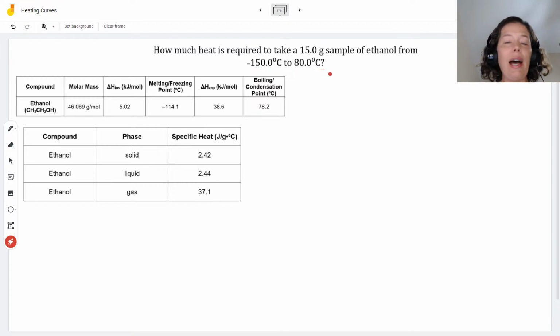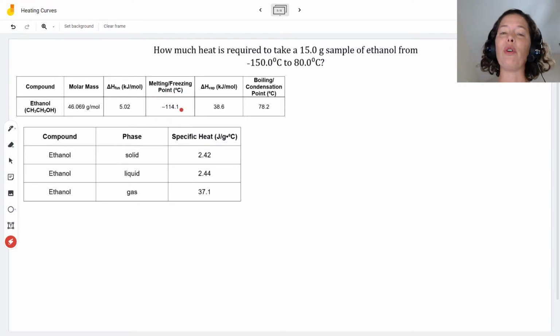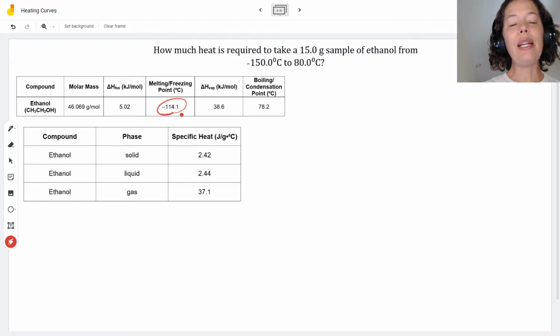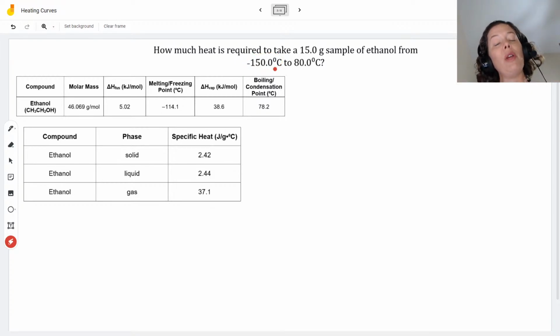Now, I don't have the melting point and boiling point of ethanol memorized. So what I need to do first is to decide how many phase changes we are going through, if any. If we take a look here at the melting point or the freezing point, of course we're heating, so I refer to it as the melting point. You can see the melting point is at negative 114. So we are starting below the melting point, which means we are starting with a cold solid.